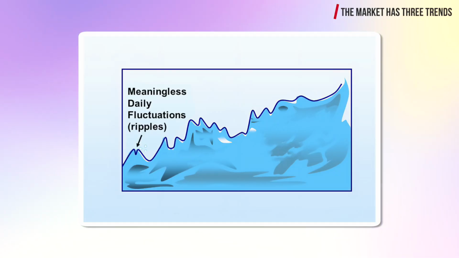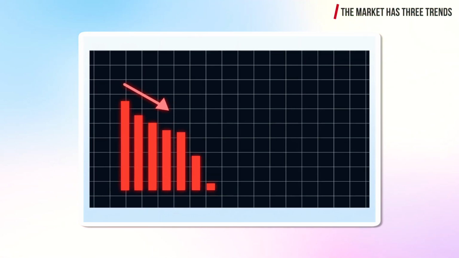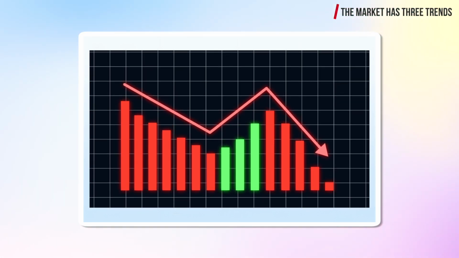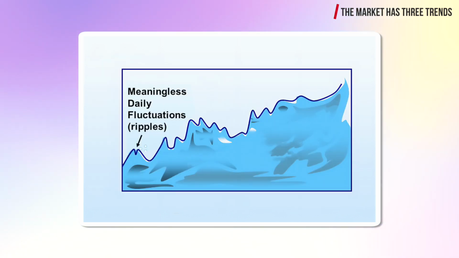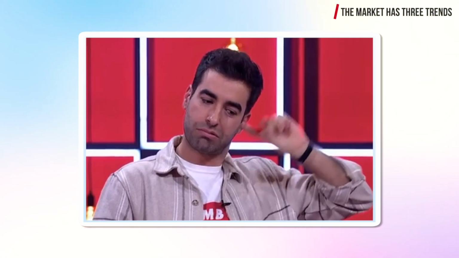Last but not least is the ripple, also known as the minor trend. This represents the temporary fluctuations in the market. Minor trends often last a few days to a few weeks and are sometimes discarded as mere noise.